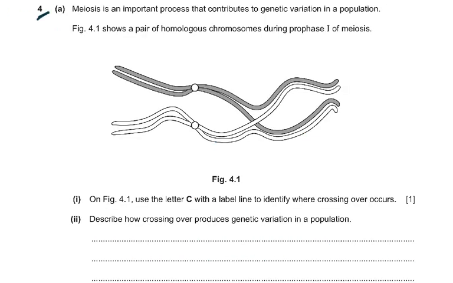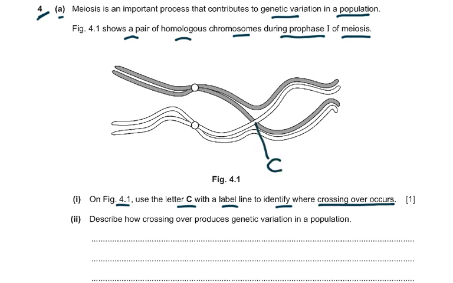Now coming to question number 4. A part: meiosis is an important process that contributes to genetic variation in a population. Figure 4.1 shows a pair of homologous chromosomes during prophase 1 of meiosis. On figure 4.1, use the letter C with a label line to identify where crossing over occurs.